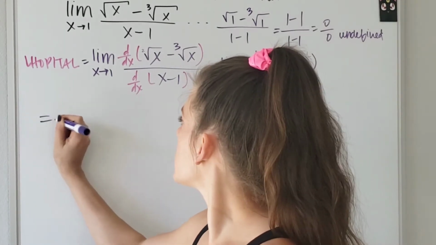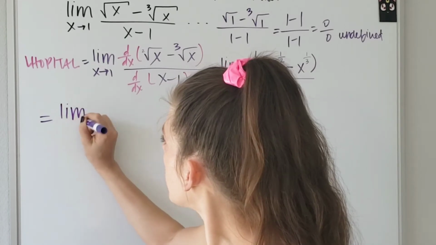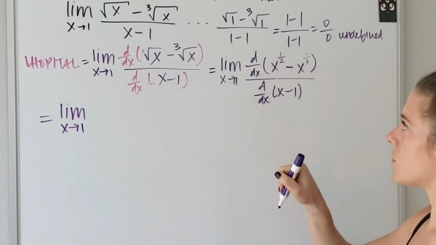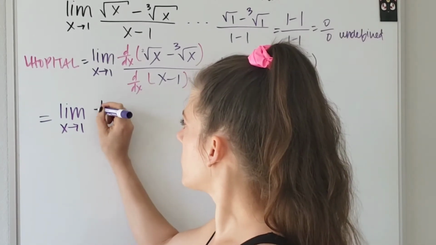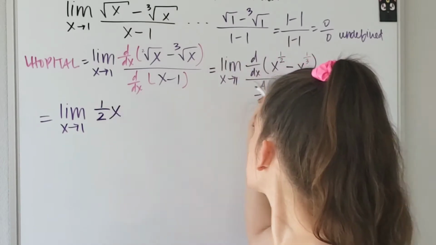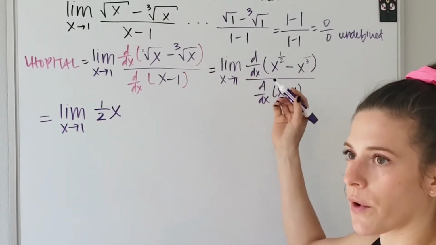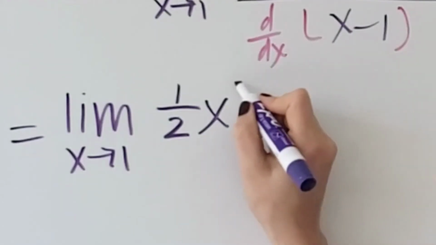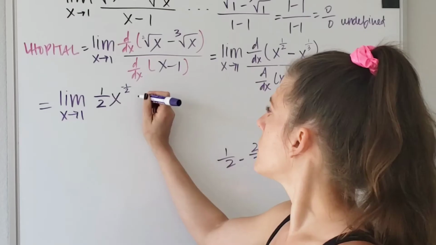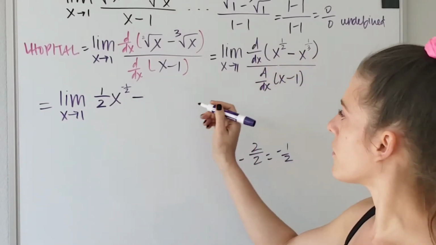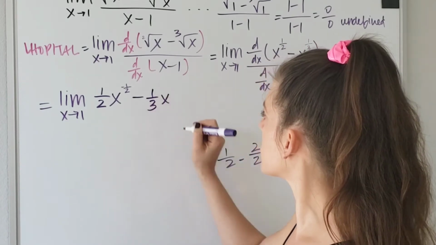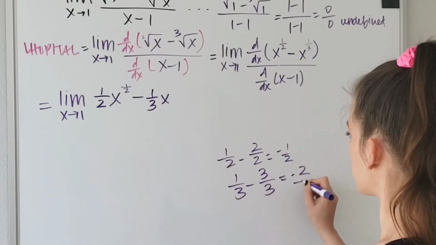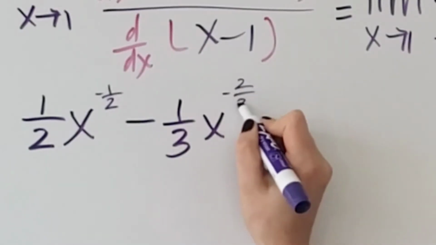All right, well, when we do this, limit as x approaches 1, let's take these derivatives. The derivative of x to the 1/2: we're going to drop that exponent down, leave x, and then 1/2 minus 1, or 1/2 minus 2 over 2, is equal to negative 1/2. So negative 1/2 up here. Same thing with this x to the 1/3 over here. We drop that 1/3 in front, leave the x, 1/3 minus 1, or 3 over 3, is equal to negative 2/3. So this is negative 2/3.